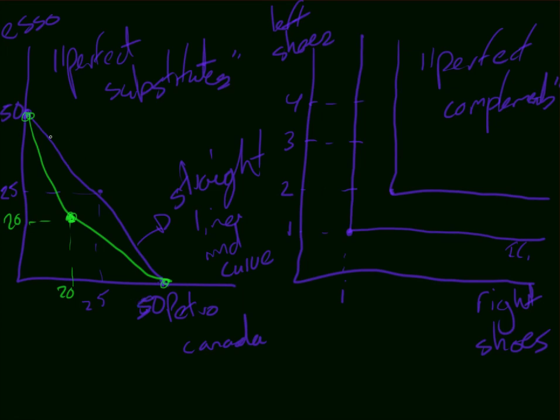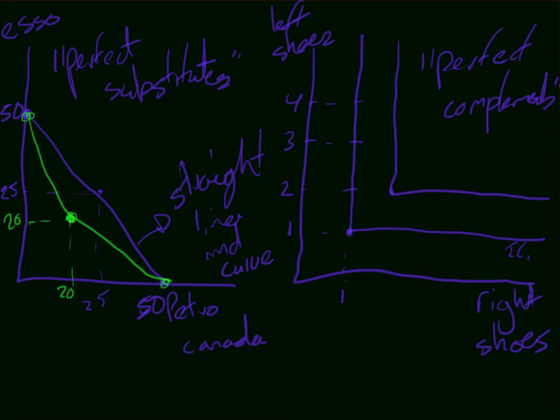So if a good is closer to being a perfect substitute, it'd be a very small bow towards the origin. And if the goods are very close to being perfect complements, just maybe hot dogs and hot dog buns or something else, it might have a much bigger bow towards the origin.